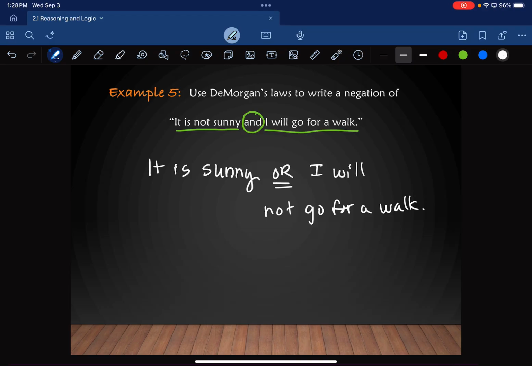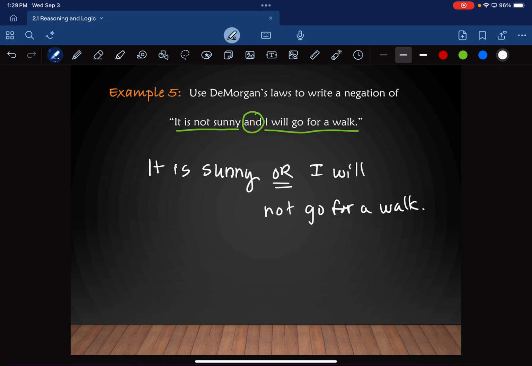Y'all with me? That's what's happening with De Morgan's laws. They're talking about what's the smallest thing I can change. That's what a negation is. What's the smallest thing I can change and still make the statement not a true statement anymore? Okay? So this is what De Morgan's laws does in this example of that happening.